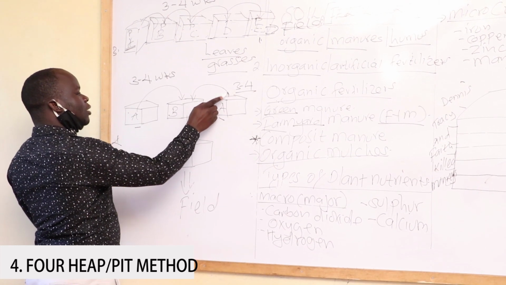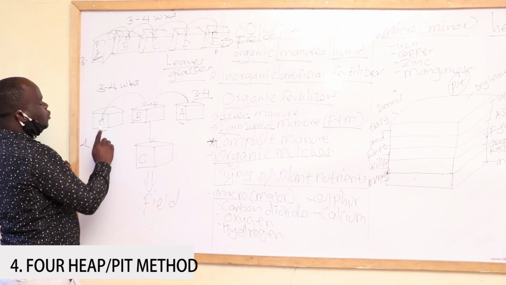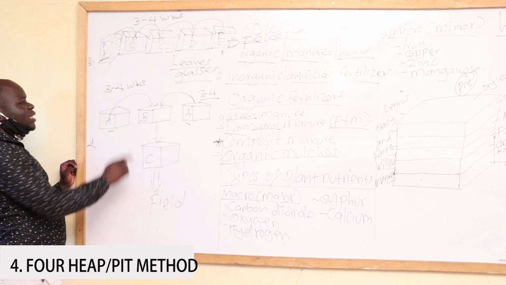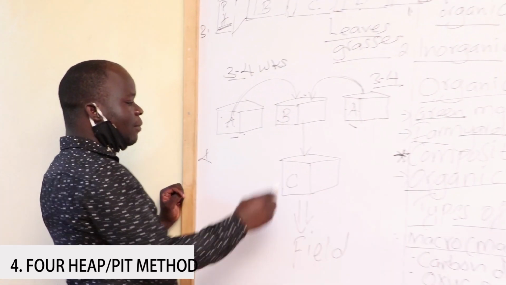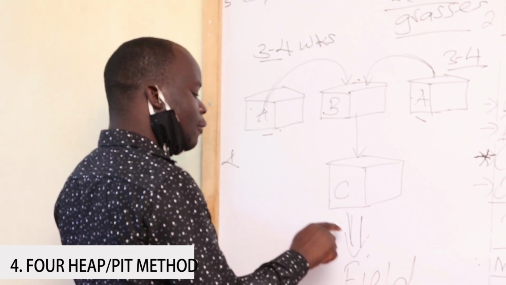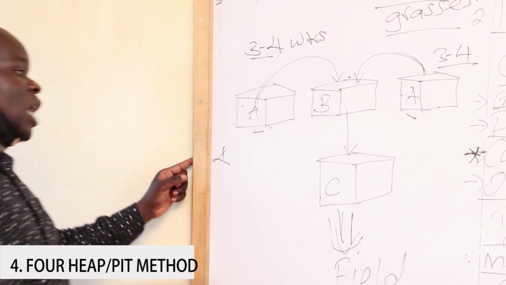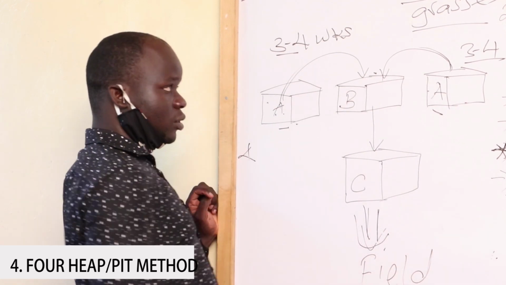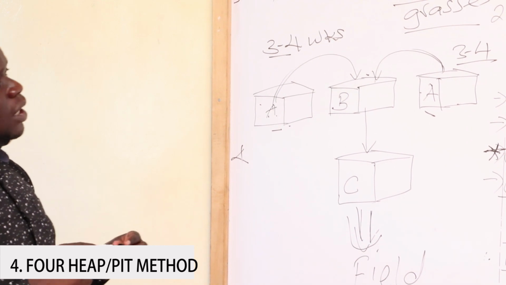You take materials in A, transfer to B. You also take the materials from the other A and transfer to B, which means all materials from the 2 A's, you bring them to B. You also wait 3 to 4 weeks again, then you transfer them to C. And then from there, if the materials are well rotten or decomposed, you take them to the field because you'll have prepared what we call compost manure. If they are not well rotten, then you can repeat the entire process.